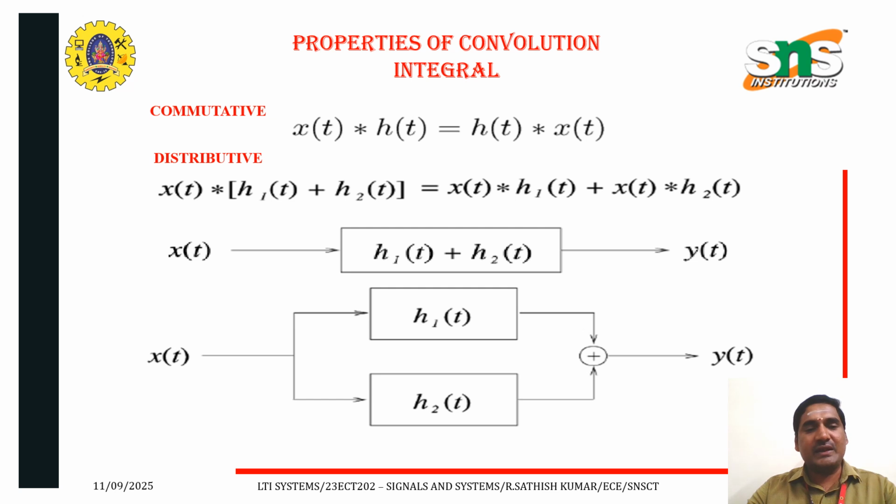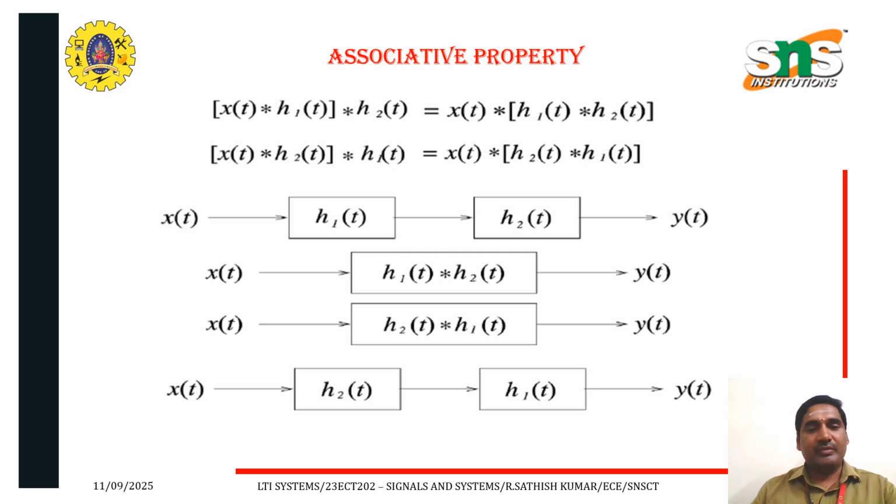On the left hand side, x of t is applied to h1 of t plus h2 of t, which produces output y of t. On the right hand side, x of t is applied to h1 of t, and x of t is applied to h2 of t. Now we add these two signals, and we produce output y of t.